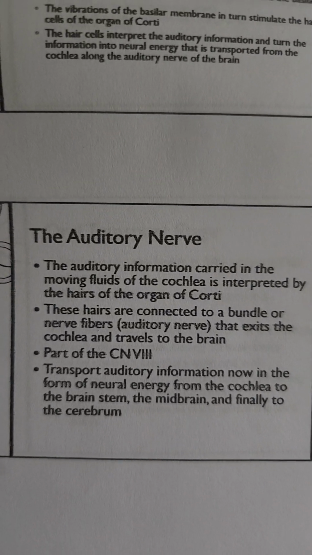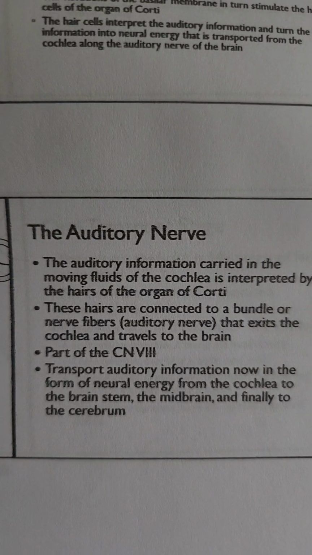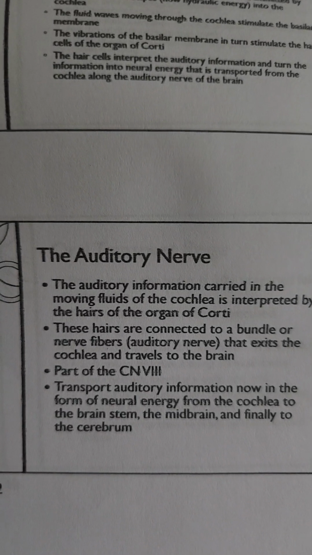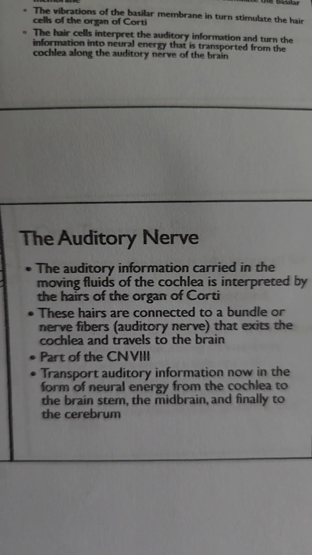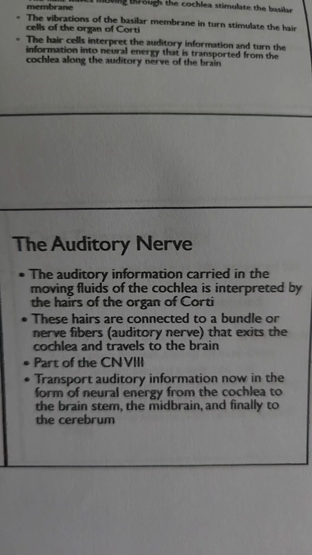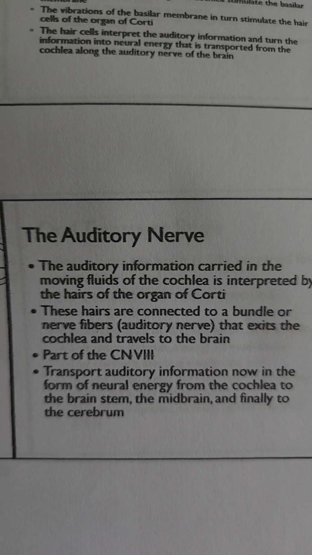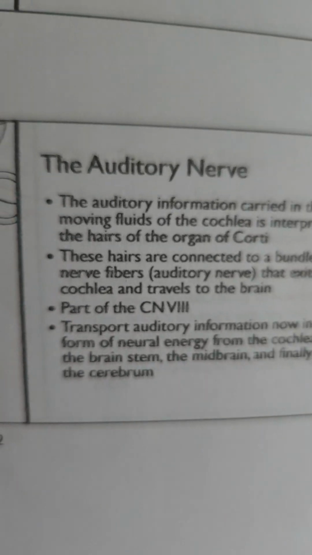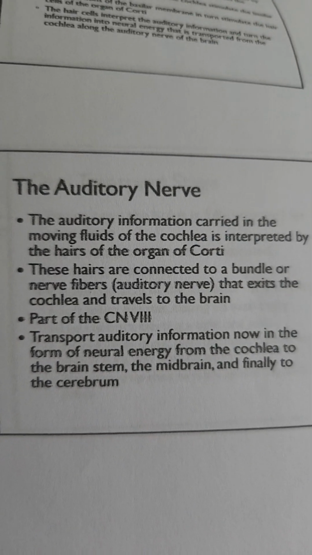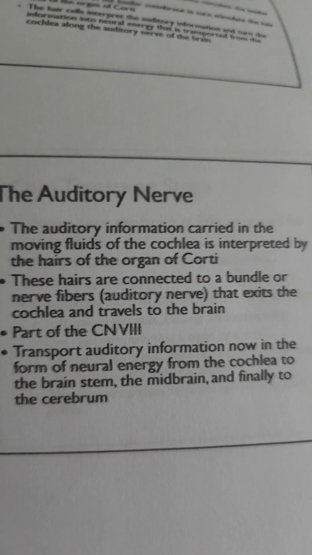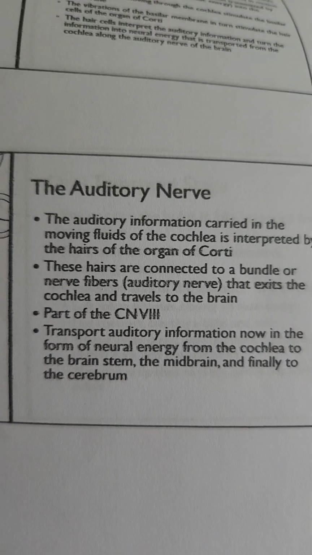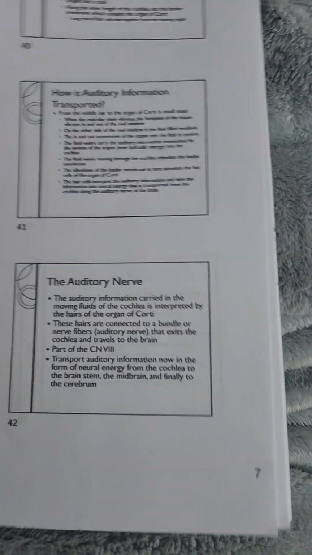The auditory nerve. The auditory information carried in the fluid movements of the cochlea is interpreted by the hairs of the organ of Corti. These hairs are connected to a bundle of nerve fibers, auditory nerves that exist in the cochlea and travel to the brain, part of the CN VIII. They transport the auditory information, now in the form of neural energy, from the cochlea to the brain stem, the midbrain, and finally to the cortex.